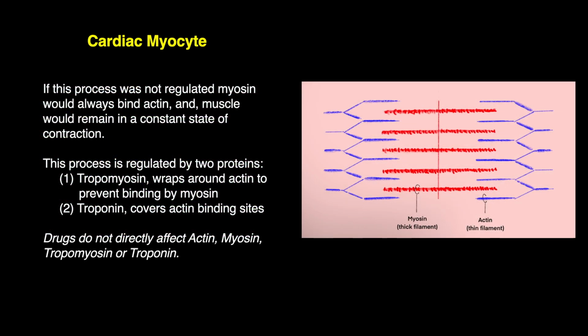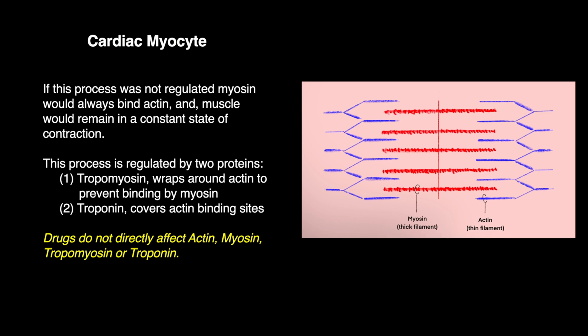Two muscle proteins modulate the contraction-relaxation process. Tropomyosin works by wrapping around actin in a way that inhibits muscle contraction. As tropomyosin is released from actin, myosin is able to bind actin and muscle contraction occurs. Troponin is a complex of three muscle proteins that is bound to tropomyosin. Troponin covers the binding site on actin for myosin, thereby also inhibiting muscle contraction. If there was no tropomyosin and troponin, muscle cells would be in a constant state of contraction.